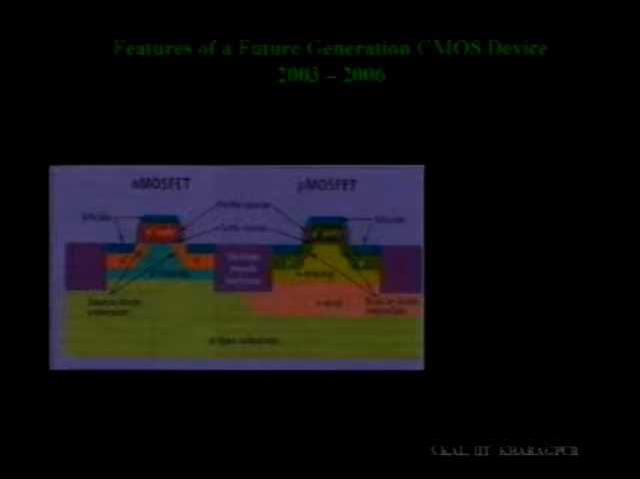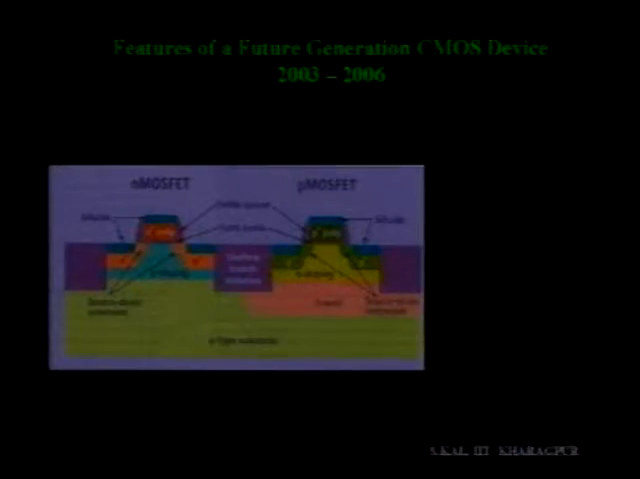The VLSI advancement, particularly the minimum feature size, is considered with reference to CMOS transistors, not with the bipolar. Now, this is the structure of a CMOS transistor, and CMOS is a combination of NMOS and PMOS, you know. And here, some of the things are notable.